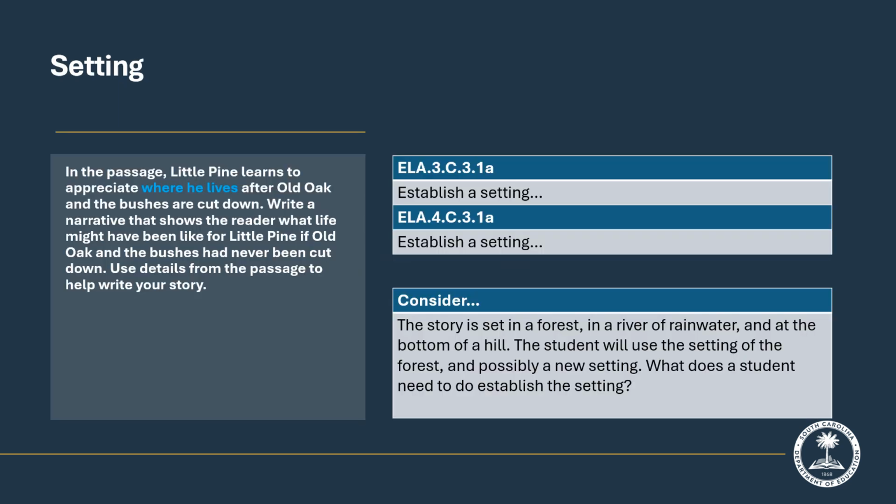On the left side, you will see the TDW prompt. We have identified the setting in blue. It is more detailed in the passage than what is mentioned in the prompt. On the right, we see that establishing a setting is in both the 3rd and 4th grade narrative writing indicators.